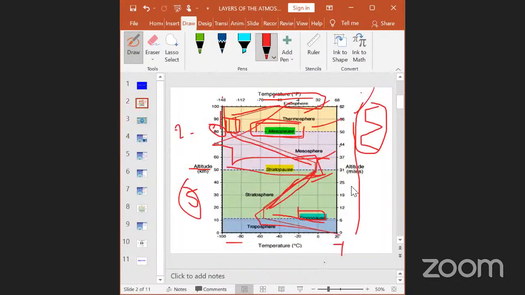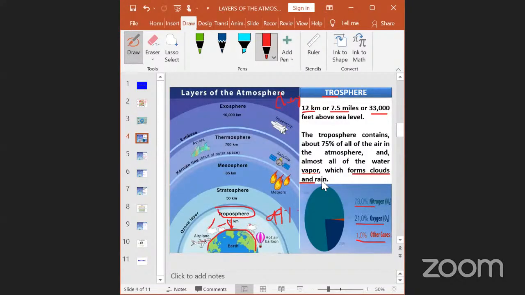So the temperature decreases at the rate of 1 degree Celsius for every 165 meters. Many people write it as 6.5 degrees Celsius per 1000 meters, that is for 1 kilometer. It is an average value, so you can take either of them, that's okay.